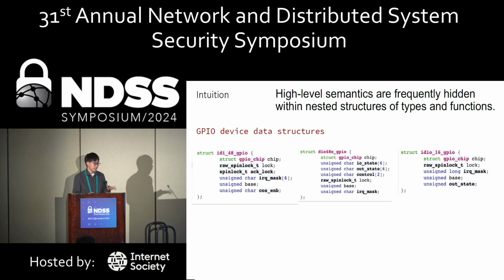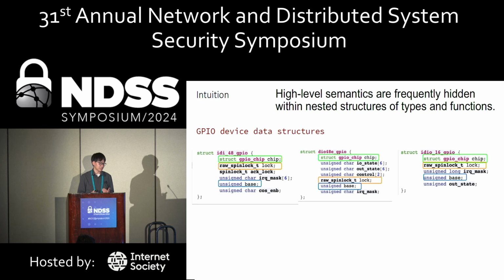Here are 3 GPIO device data structures, and they have different names because they are used in different scenarios, but all of them are GPIO device data structures. We can find that they share the GPIO chip struct, and also they share the raw spin lock. They also share the unsigned integer whose name is base. And if you look into this structure, you can also find that they share a variable named IRQ mask.